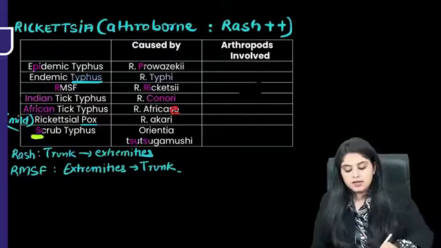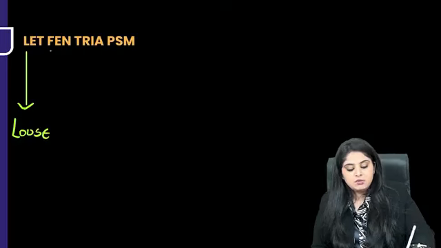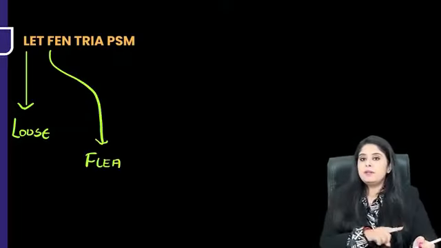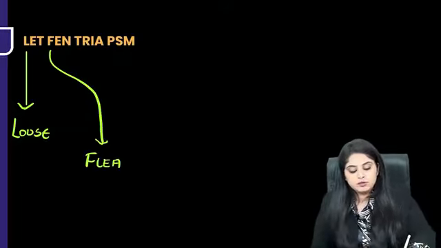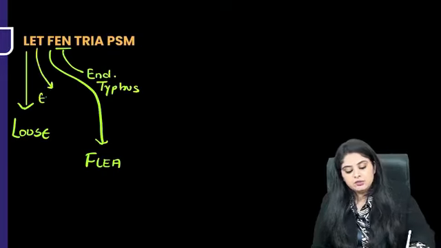Now let's talk about the vectors or the arthropods, and for that I have a mnemonic called LeFenTriaPSM. What is Le? Firstly, L will tell me that I'm dealing with the louse. Now tell me, L for louse, and the other one over here is going to be F for flea. One of them is epidemic typhus, one of them is endemic typhus. So in Fen there is an N, so this must be the endemic typhus. This automatically means that the louse is going to be epidemic typhus.